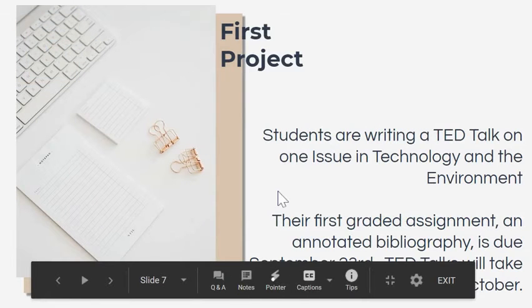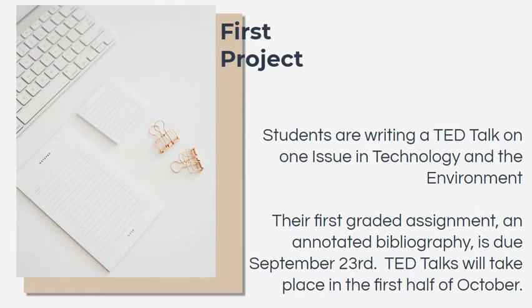So for the first project, as I mentioned, we're doing TED Talks on one issue in technology and the environment. The first graded assignment they will have is an annotated bibliography due next Wednesday, the 23rd. So students will start working on it this week and then finish it up the 23rd, showing that they're able to research sources and cite those sources appropriately in support of what they're talking about.